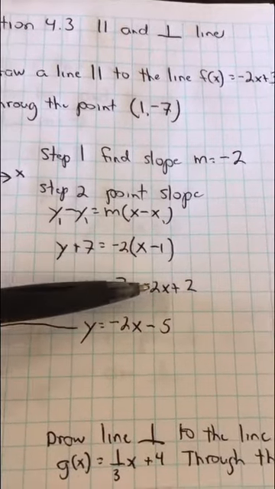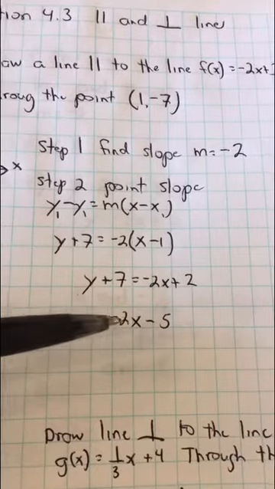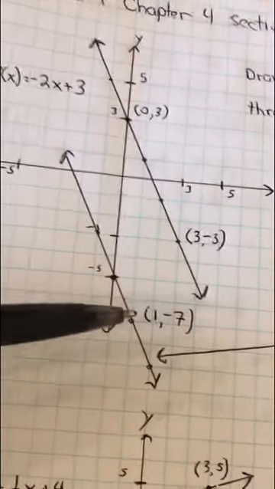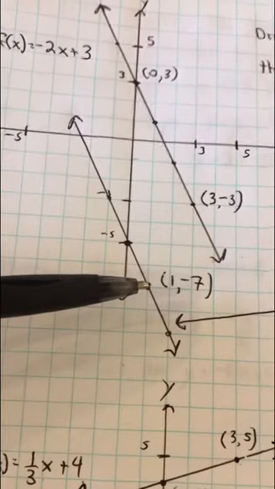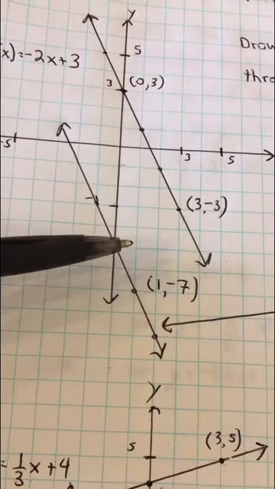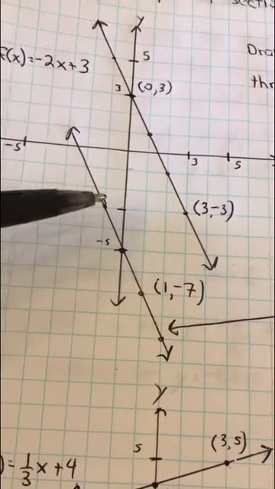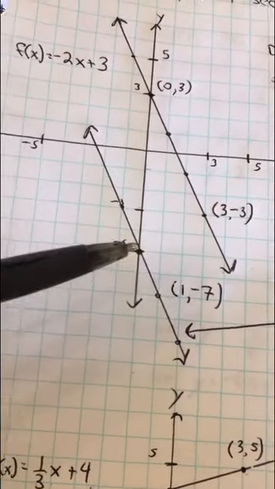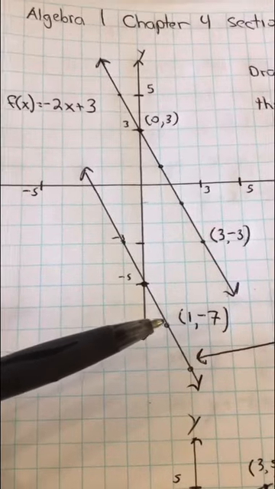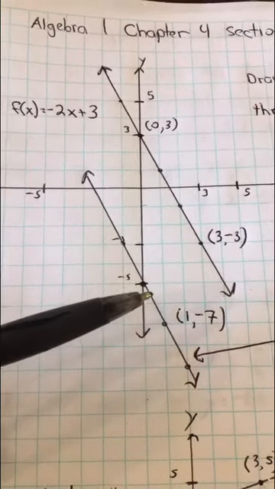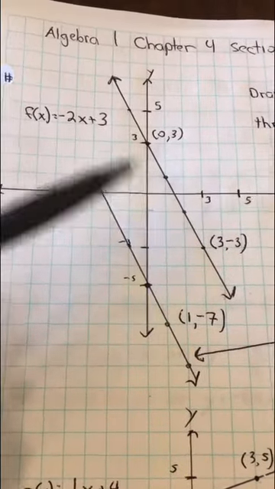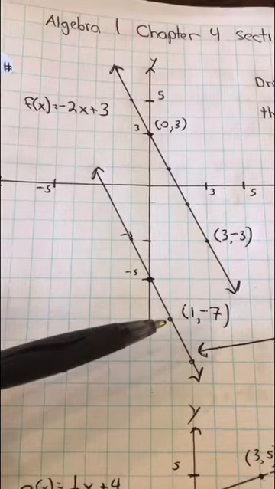If I clean this up, distribute, I get y is equal to negative 2x minus 5. And sure enough, if I come over here to my point that I had, and if I go down 2 and 1 to the right, or if I go up 2 and 1 to the left, and draw a line, I do in fact cross the y-axis at negative 5, and I still have the same slope of negative 2. So there's a line that's parallel to our given line through a point.